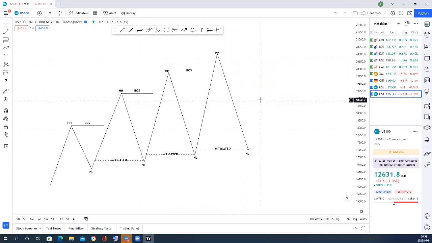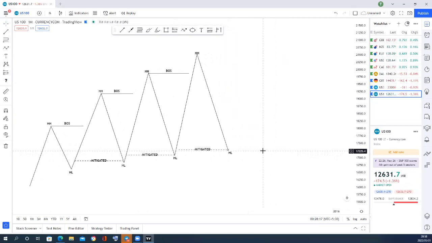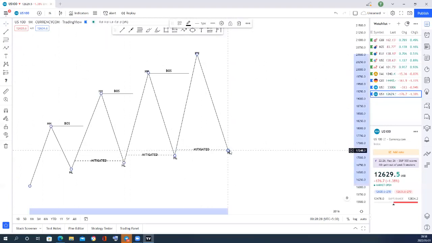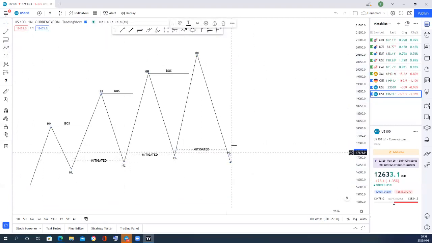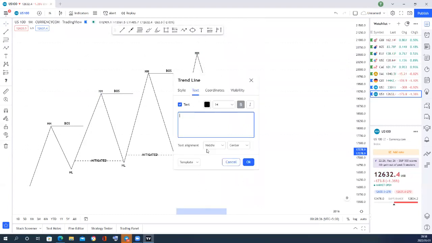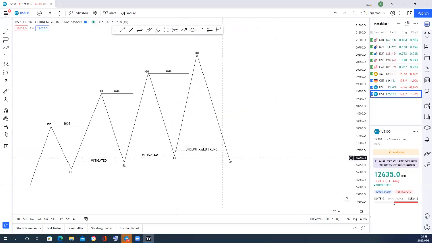So the question now is, since we have these rules and properties of an uptrend, what happens when an uptrend tends to break a high low? Because the rule of an uptrend states that on an uptrend we break highs and respect lows. So if the market breaks this level here, what's going to happen? When the market does that, we call that an unconfirmed trend, which means the market broke the rules, so we don't know where the market might go.